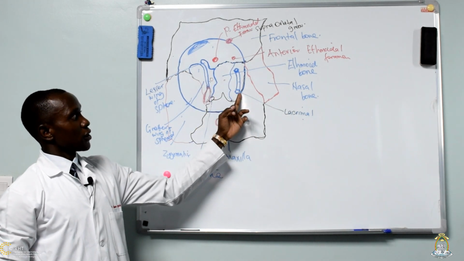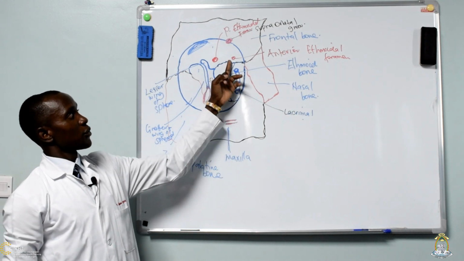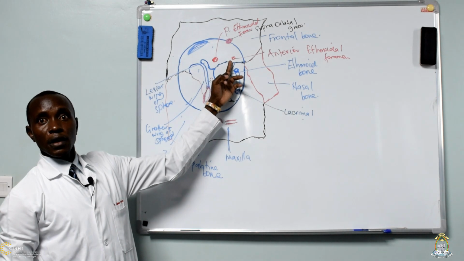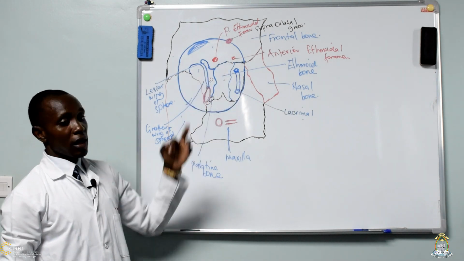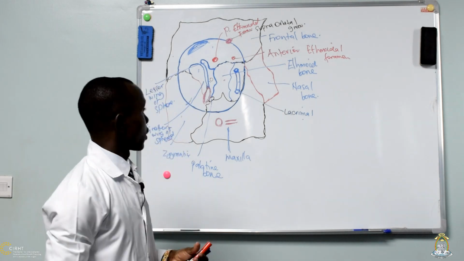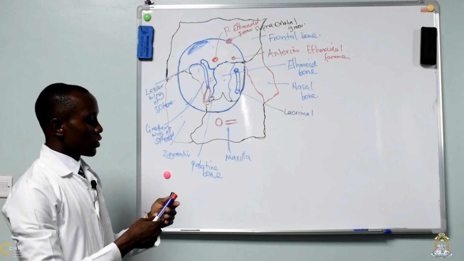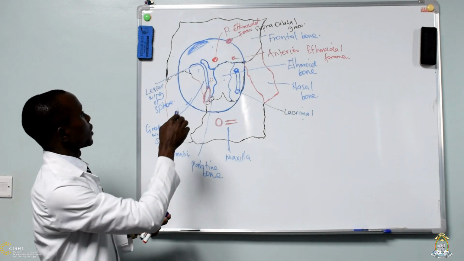I told you about the lacrimal canal for the nasolacrimal duct, the anterior ethmoidal foramen for the anterior ethmoidal nerve, and then the posterior ethmoidal foramen for the posterior ethmoidal nerve. Okay? Lastly, we have the lateral wall. On the lateral wall, we have two foramina.